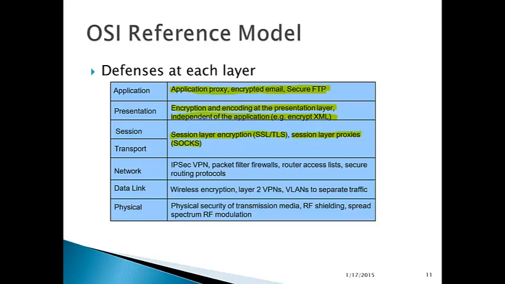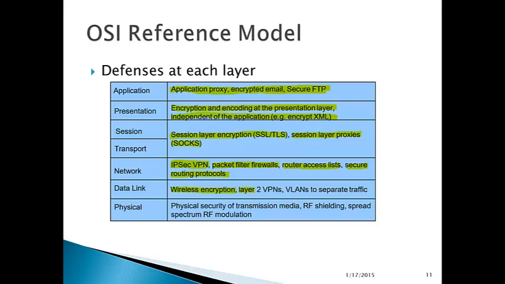At the network layer, IPsec virtual private networks are a network protocol. You have firewalls that filter based on the from and to IP addresses, router access lists which perform similar functions, and secure routing protocols that ensure that routers only receive updates that are genuine and reliable. At the data link layer, for wireless, you've got encryption. WEP was a failed early attempt at this. We now have WPA, WPA2, ways to encrypt at the data link layer.